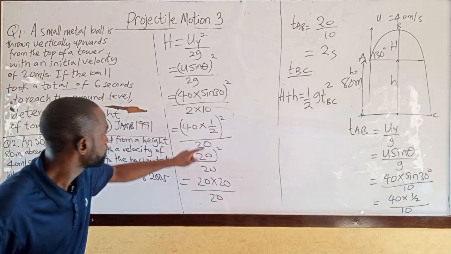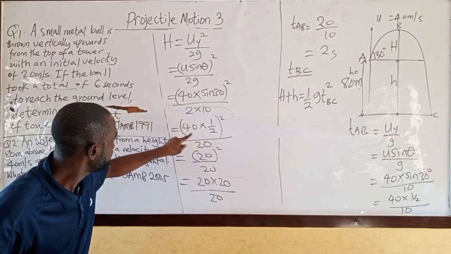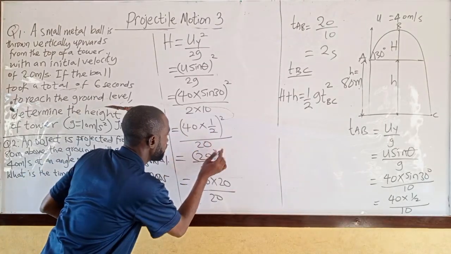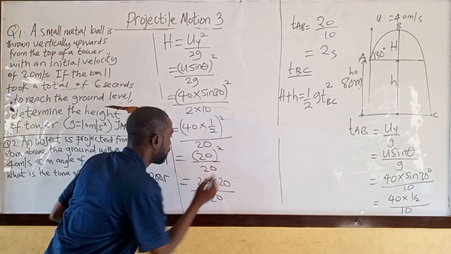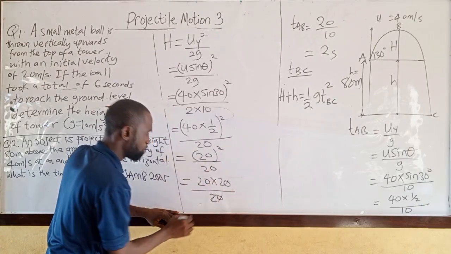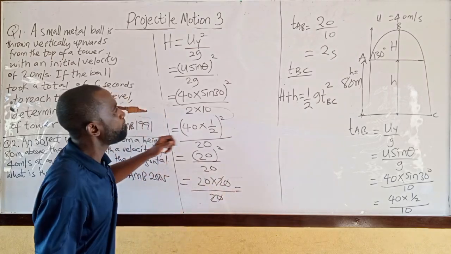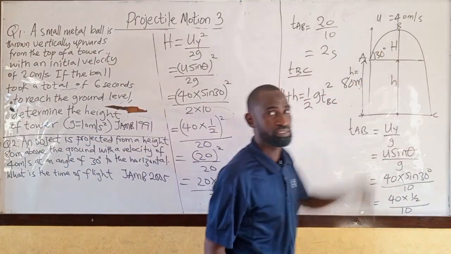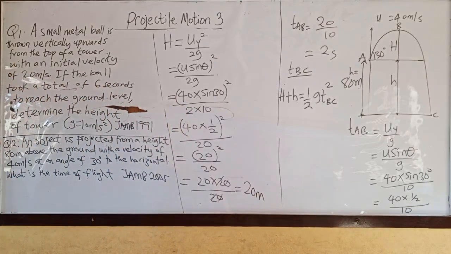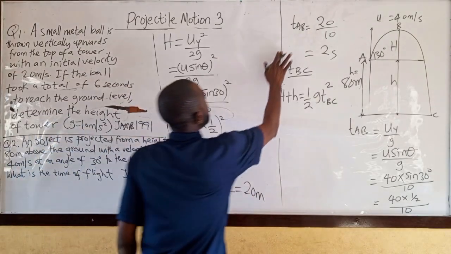Look at what I did. This one 1, this one 20. Now after 20, all squared. So what is the next thing? 20 times 20. So this one cancels out this one. So it means our maximum flight height is 20 what? 20 meters. We're almost there. So we're done.